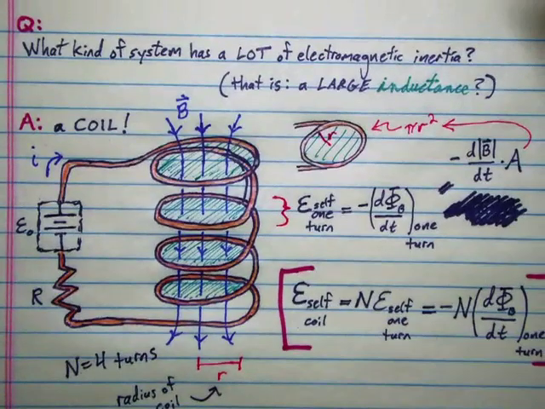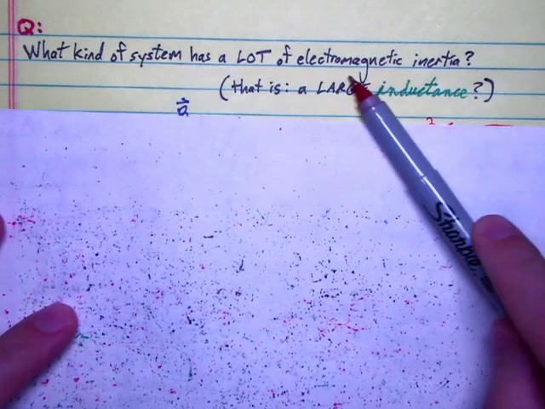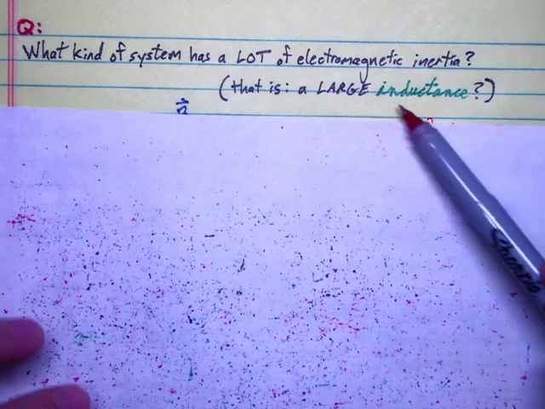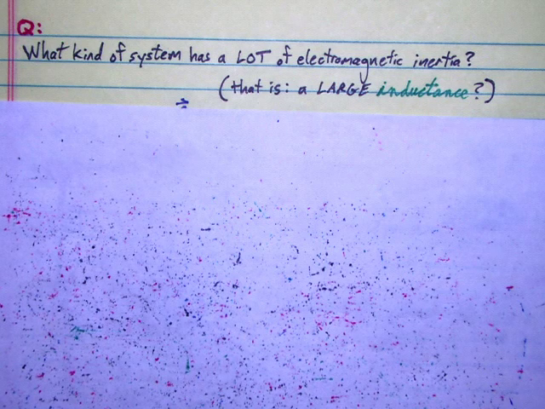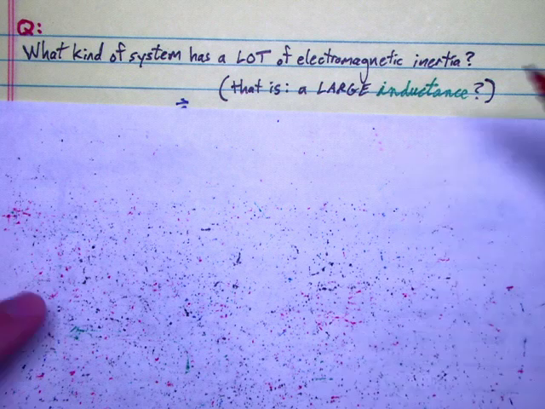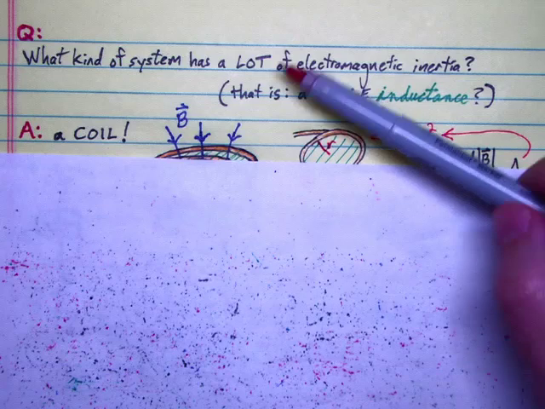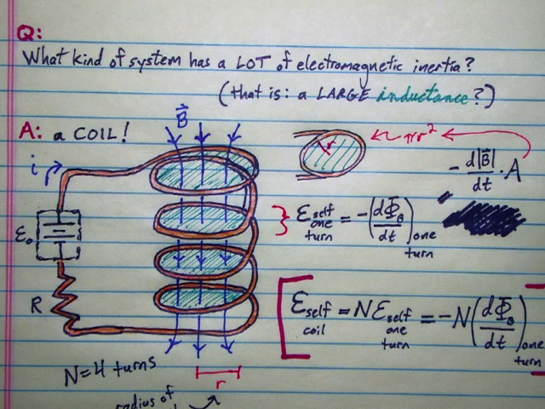I will conclude here by considering what kind of system has a lot of electromagnetic inertia. If we're trying to quantify inductance now, then we need to be able to imagine a system with a big inductance and a small inductance, a large inertia and a small electromagnetic inertia. So a system with a lot of inertia is going to turn out to be a coil, a solenoid.